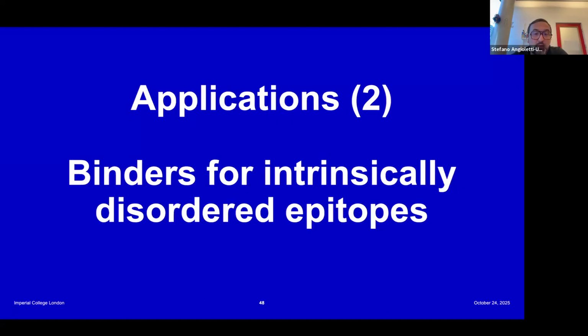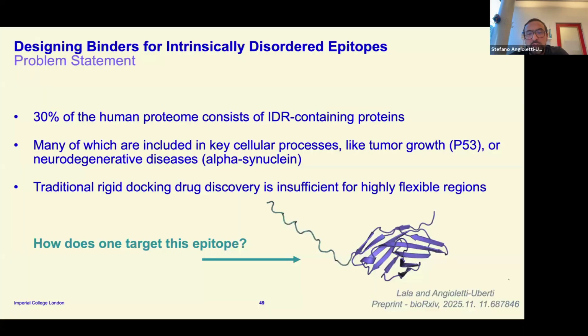Okay, now another application, which is still about binders. We use similar techniques to design binders for so-called intrinsically disordered epitopes. What is an intrinsically disordered epitope? Proteins typically fold into a rigid structure, but there are certain parts of proteins that are not rigid, and they are pretty much disordered. They are very difficult to target. What does it mean that they are very difficult to target? It means that it's difficult to find a binder that would bind to an unstructured region.